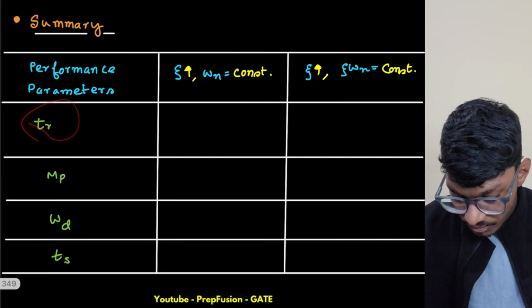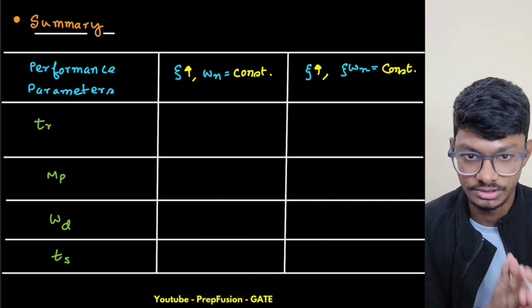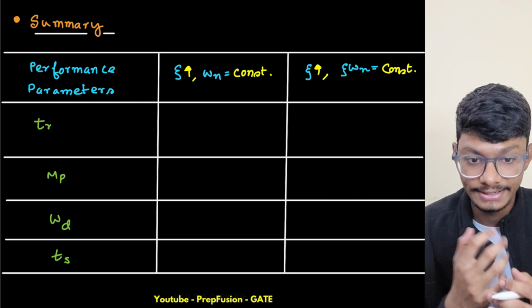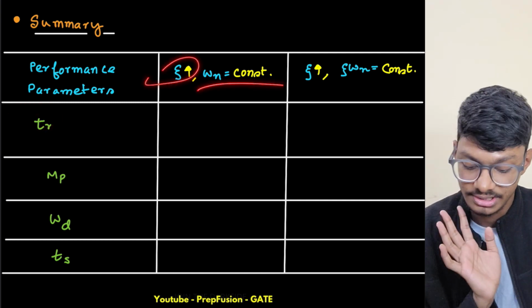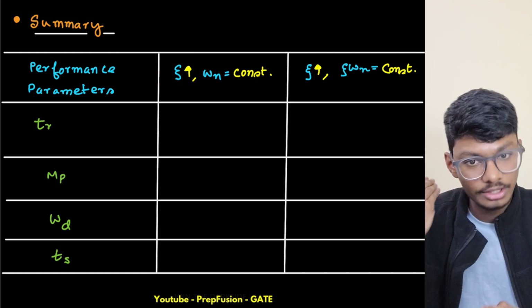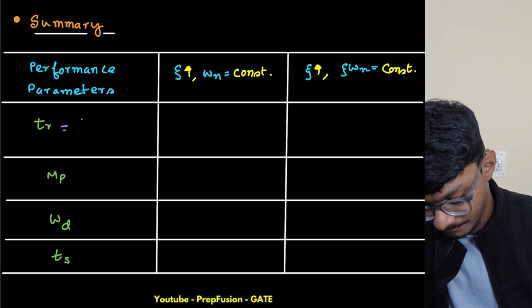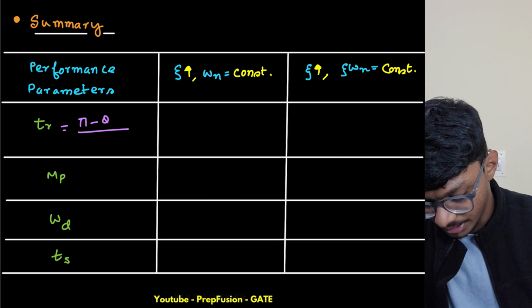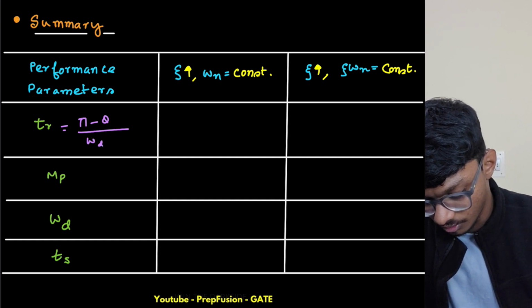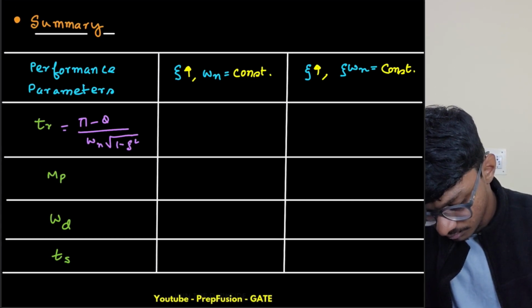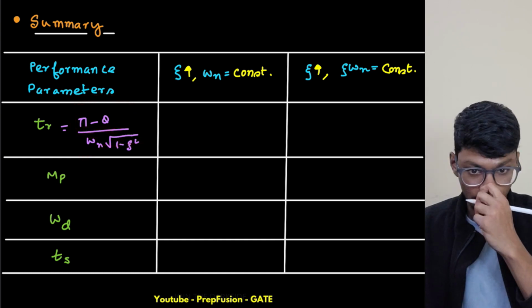Now, another summary I have is on the t rise performance. You can directly understand from this also. Let's recall what we learned. What will happen to my t rise if my zeta is increasing and omega n is constant? You can recall the formula. The formula was pi minus theta by omega d, or I can write omega n under root 1 minus zeta square. Let me write this properly: pi minus theta by omega n into under root 1 minus zeta square.